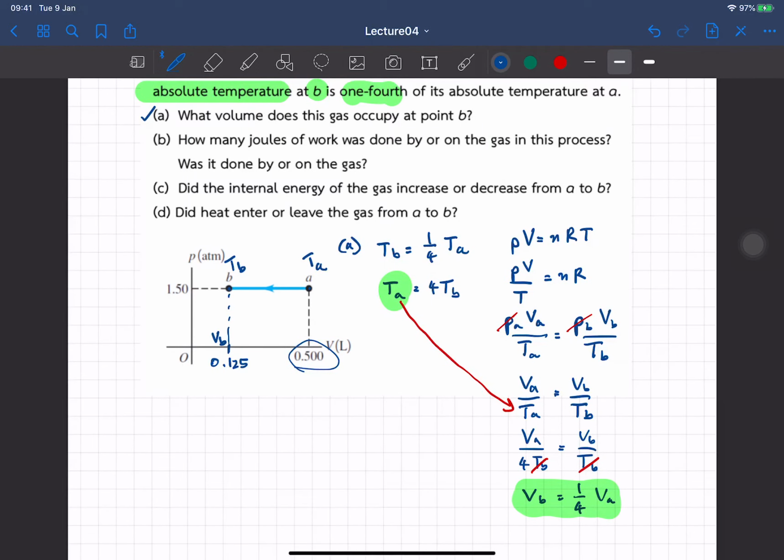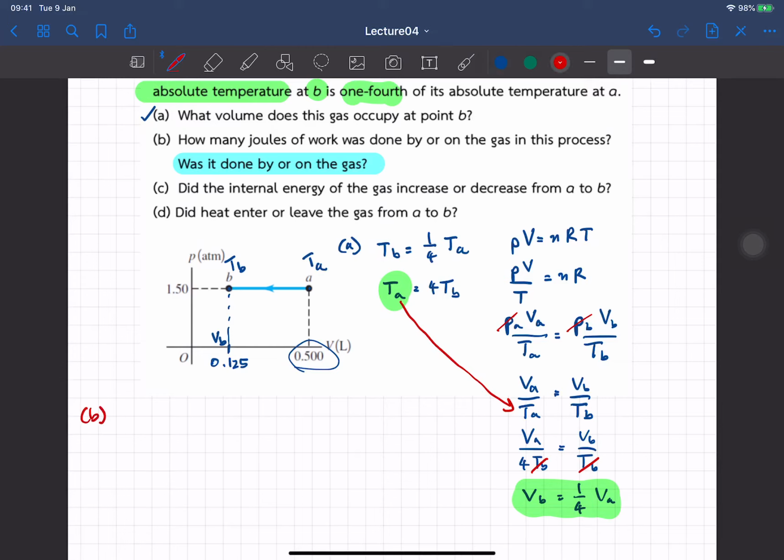Okay, now for B, how many joules of work done by or on the gas in this process? What is done by or on the gas? Well, you might be wondering what's going on here. So essentially, it's just asking what is the sign of W. That's all it's asking, because once we know the sign, then we can answer that right away. So for part B, let me change the color.